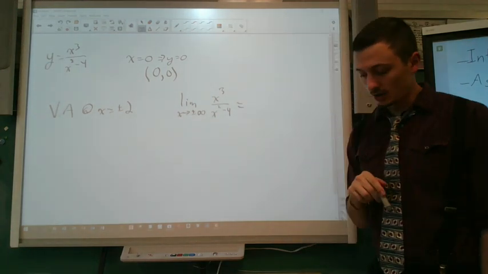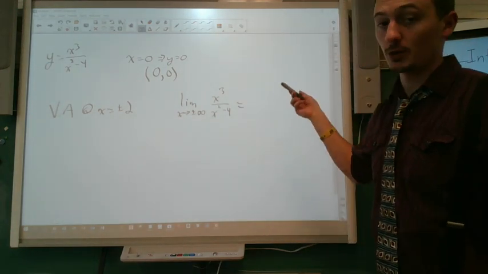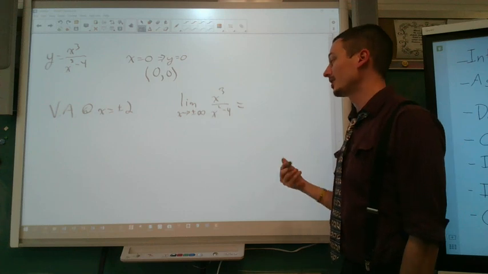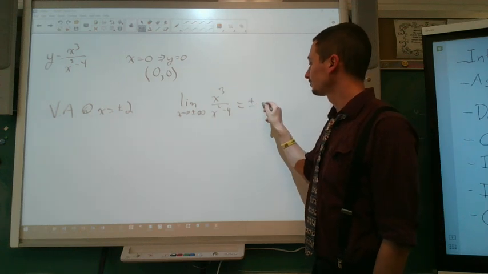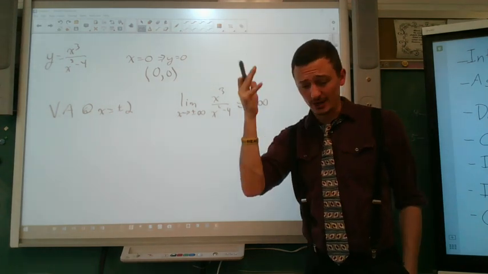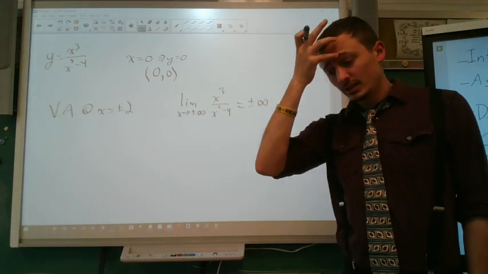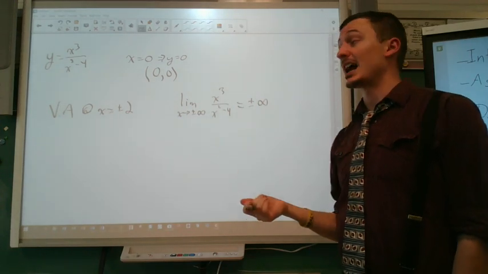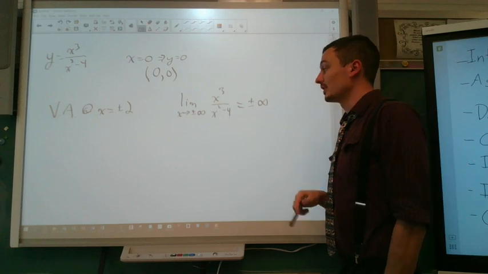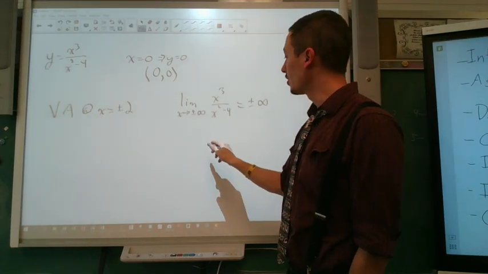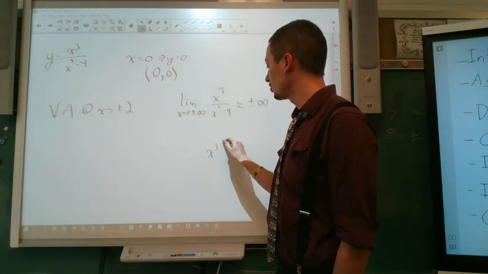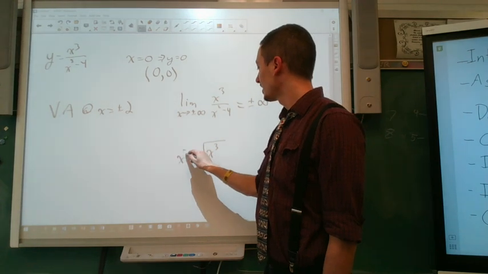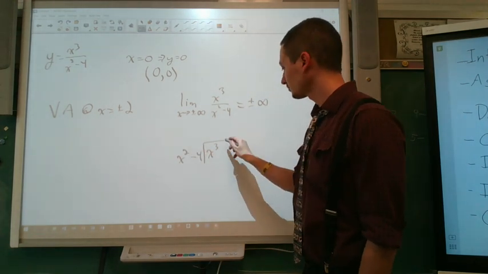But as you recall, hopefully, if the degree of the numerator is greater than the degree of the denominator, it's positive or negative infinity. One or the other, I don't know. So to figure this out, actually what we have to do is long division. So we're going to take x cubed divided by x squared minus 4.